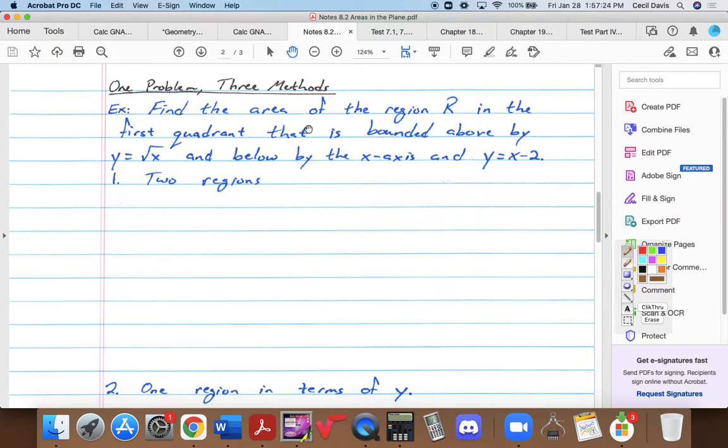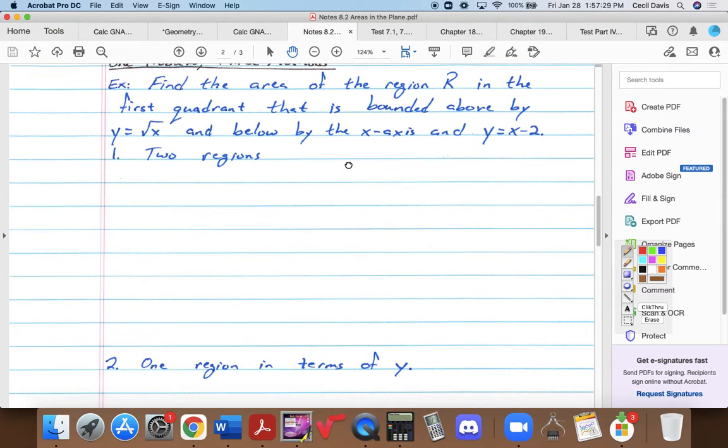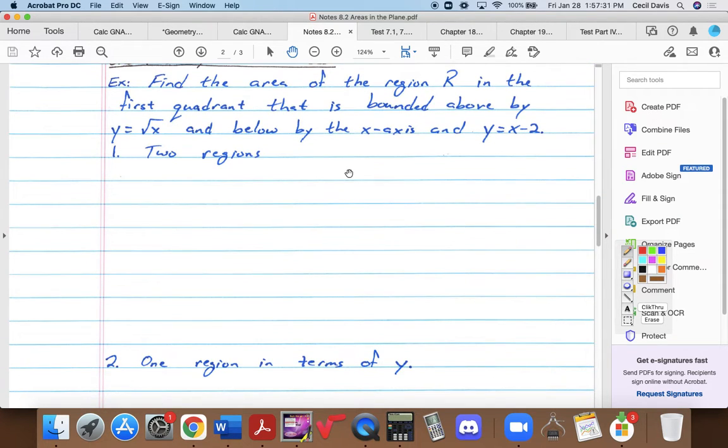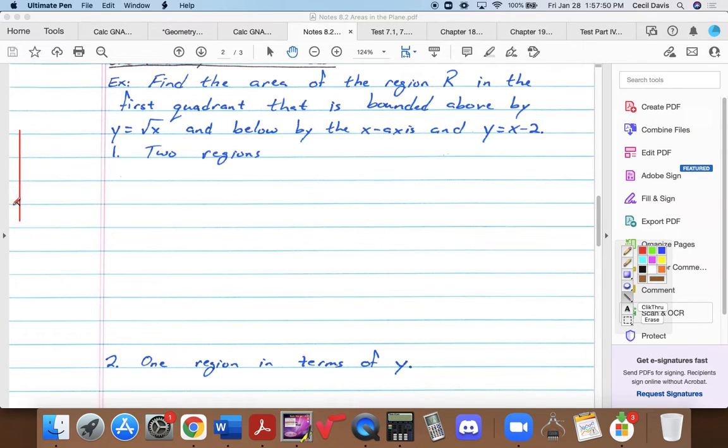Okay. Find the area of the region R in the first quadrant that is bounded above by y equals the square root of x, and below by the x-axis, and by y equals x minus 2. I need at least a reasonable sketch of this. I'm only in the first quadrant, though, so that helps.